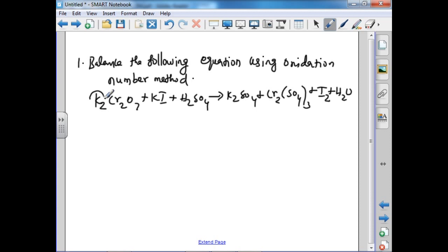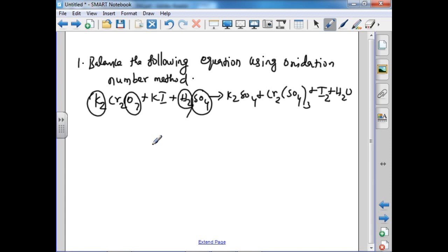Potassium, there is no change in oxidation number. Hydrogen, no change. Sulfate, no change. Oxygen also, no change. Only chromium and iodine change.